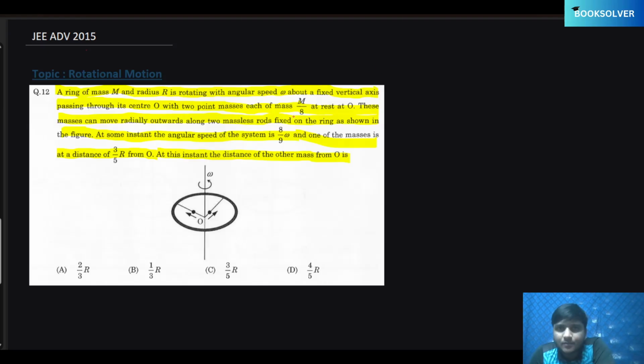Basically, this question belongs to conservation of something. What is conserved here? Since there is no external torque here, angular momentum will be conserved here. So what is our angular momentum for a ring? It should be equal to I omega.